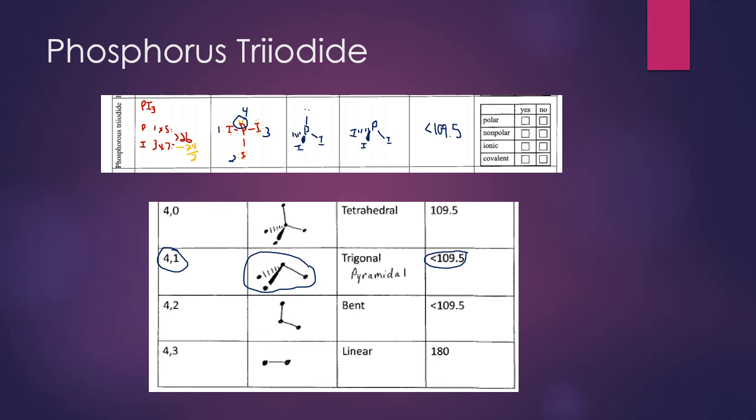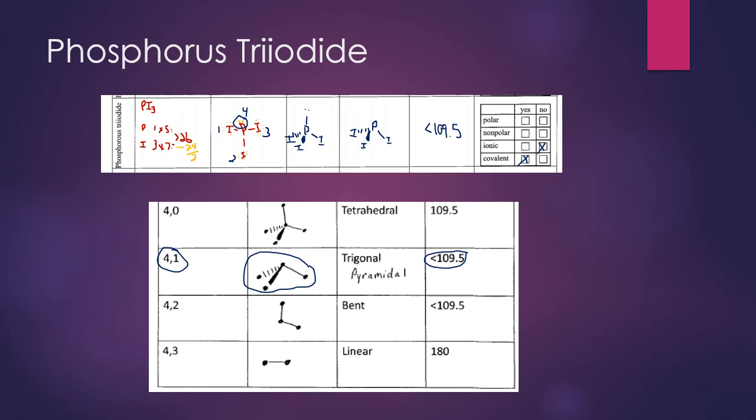So we've filled in all the blanks. The last thing we have to do is check the boxes. So first and foremost, is it covalent? Why, yes it is. Is it ionic? No, no charges involved. It's not a polyatomic ion.